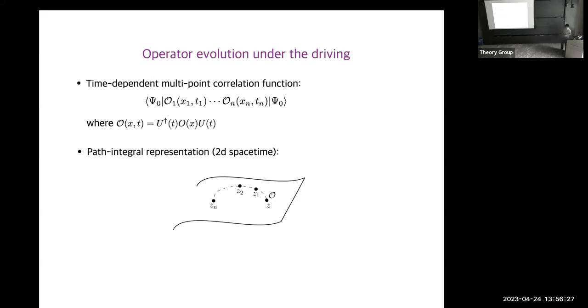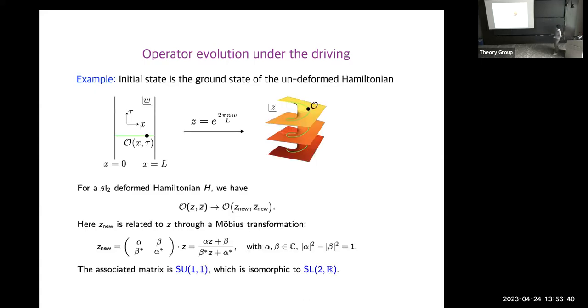To give a very concrete example, imagine we start the driving from the ground state of the undeformed Hamiltonian. Then the relevant path integral is as follows. If the initial state is the ground state of the undeformed Hamiltonian, the total system is of length L. This is in the W plane. We have space in this direction and imaginary time in this direction, going from minus infinity to positive infinity.